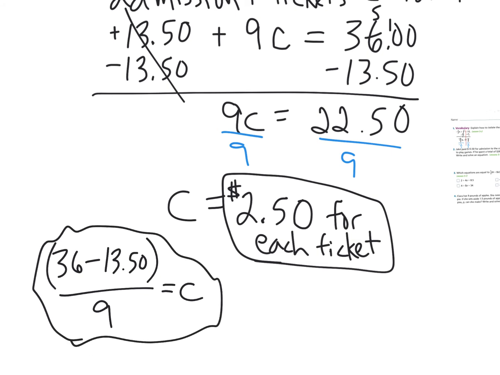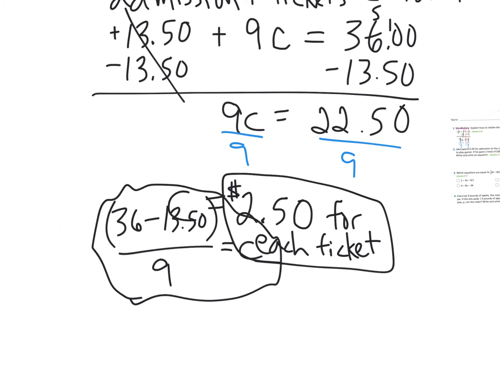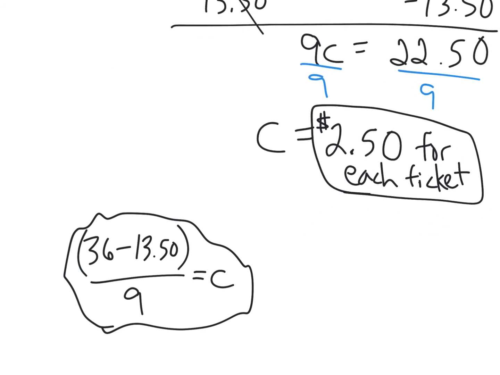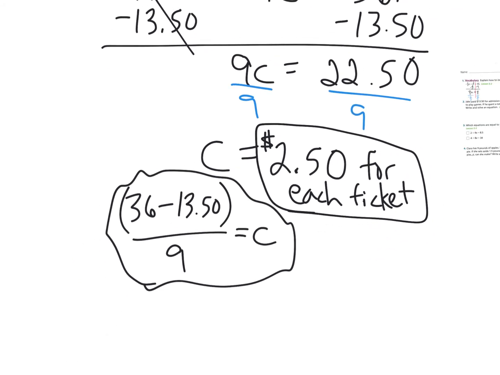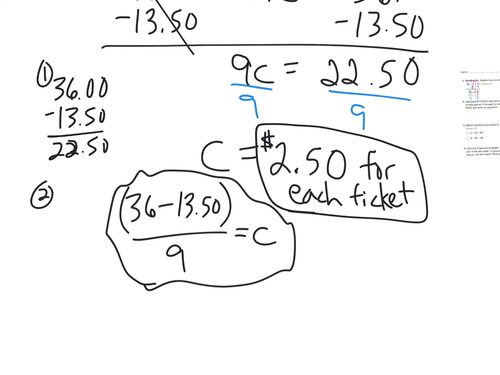Okay, and if you have any kind of a hard time coming up with an equation, just think about working it out. Think about, how would I figure this out? Okay, so maybe even without coming up with this equation that I just did, you could say it was $36. I'm going to subtract off the $13.50. So it's $22.50 for 9 tickets. So if I divide that by 9, that's going to give me my answer.